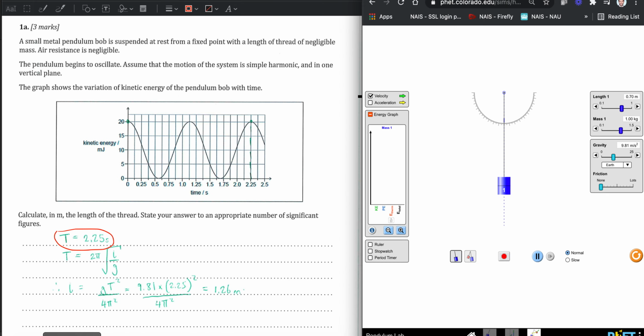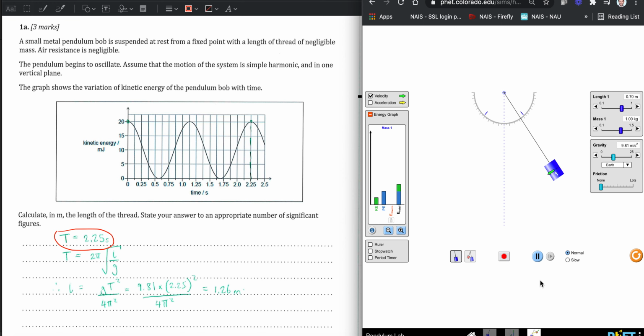Let me just quickly replace my data booklet with our pendulum here. I'm just going to get my pendulum going, and we should hopefully see what's happening. I'm going to get this quite nice and big. Here we go. We've got my pendulum, which is oscillating. You can see quite clearly the conversion of potential to kinetic energy and vice versa.